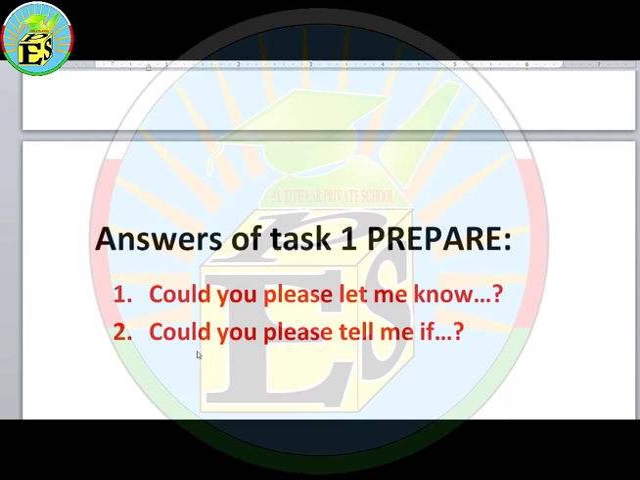Now we will check the answers of this task. In the first example, in this space you have to write let, and then know. In the second one, the first space you have to write could, and then the second space you have to write tell. Please check your answers.